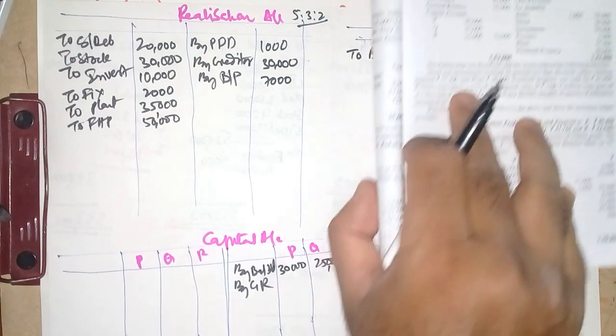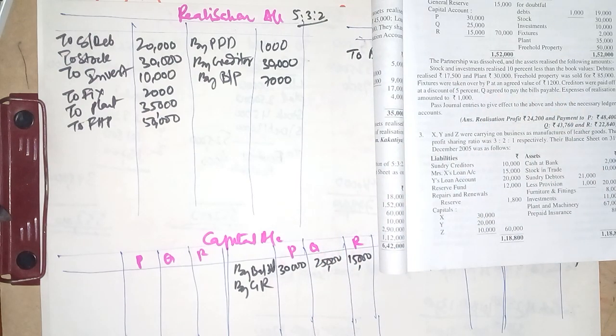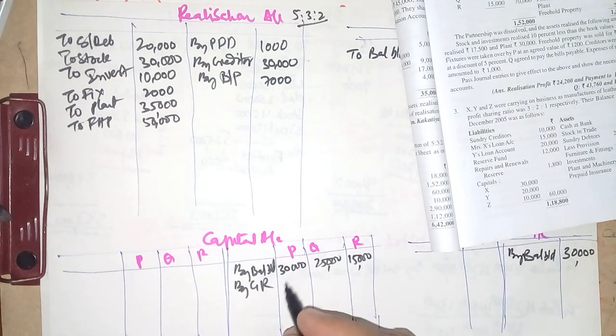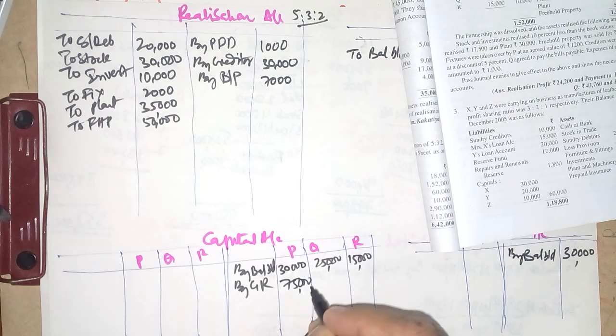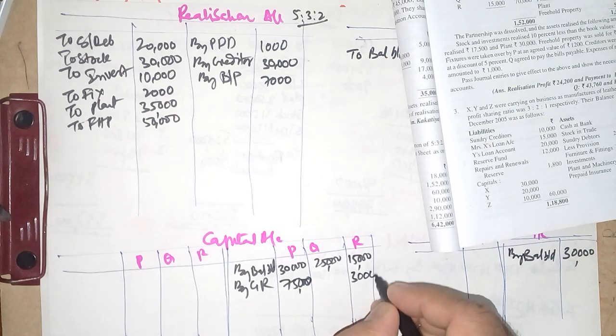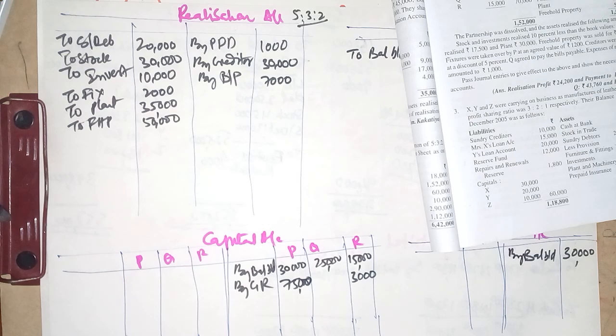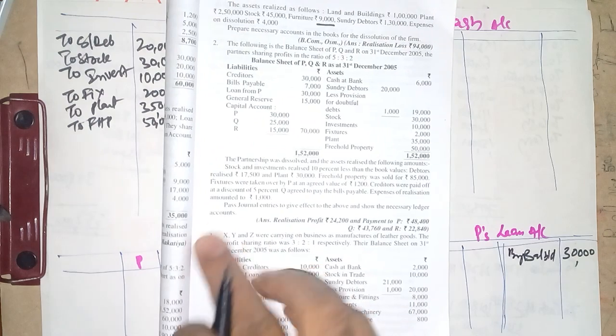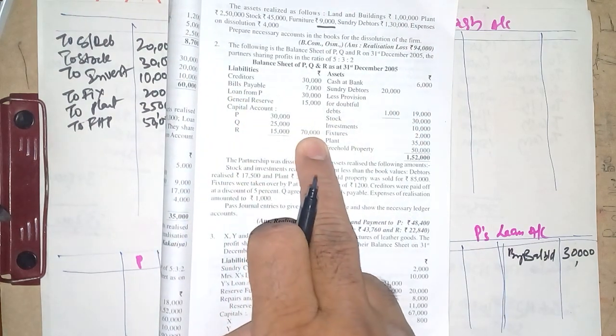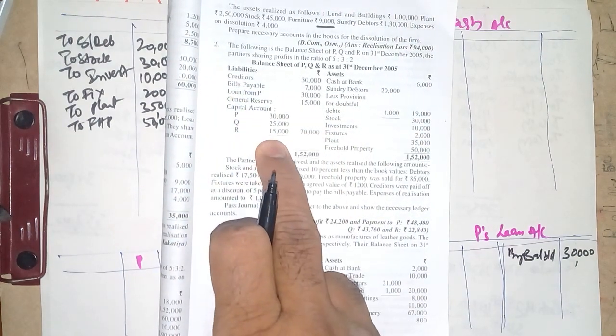This should be divided, so 15,000 divided in the ratio 5:3:2. The first one will get 7,500, the second one is 4,500, and the third one is 3,000. So now with the help of this we have done everything which is there in the balance sheet. Now come to the adjustments.